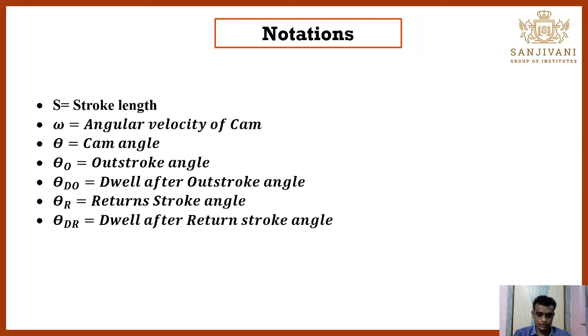These are some notations that we are going to consider while drawing the displacement diagram and the mathematical modeling. S is the stroke length, omega is the angular velocity, theta will be the cam angle, theta O is the outstroke angle, theta DO is the dwell after outstroke, theta R is the return stroke, and theta D is the dwell after the return stroke. Outstroke means the angle through which the follower moves in the upward direction, and the return stroke means that the follower moves to its original position.